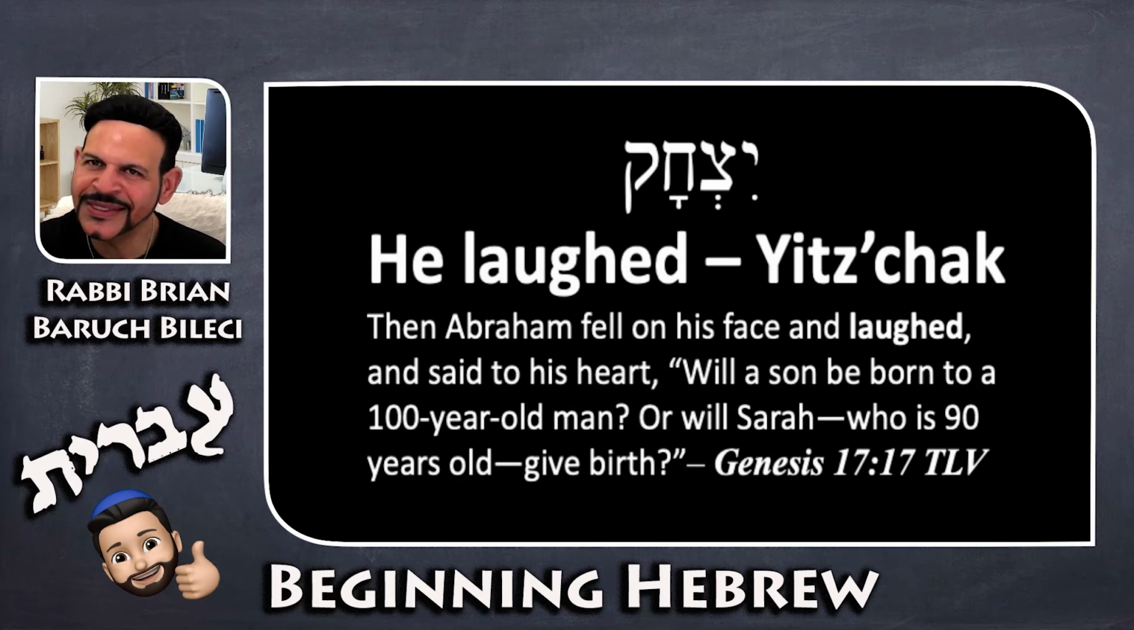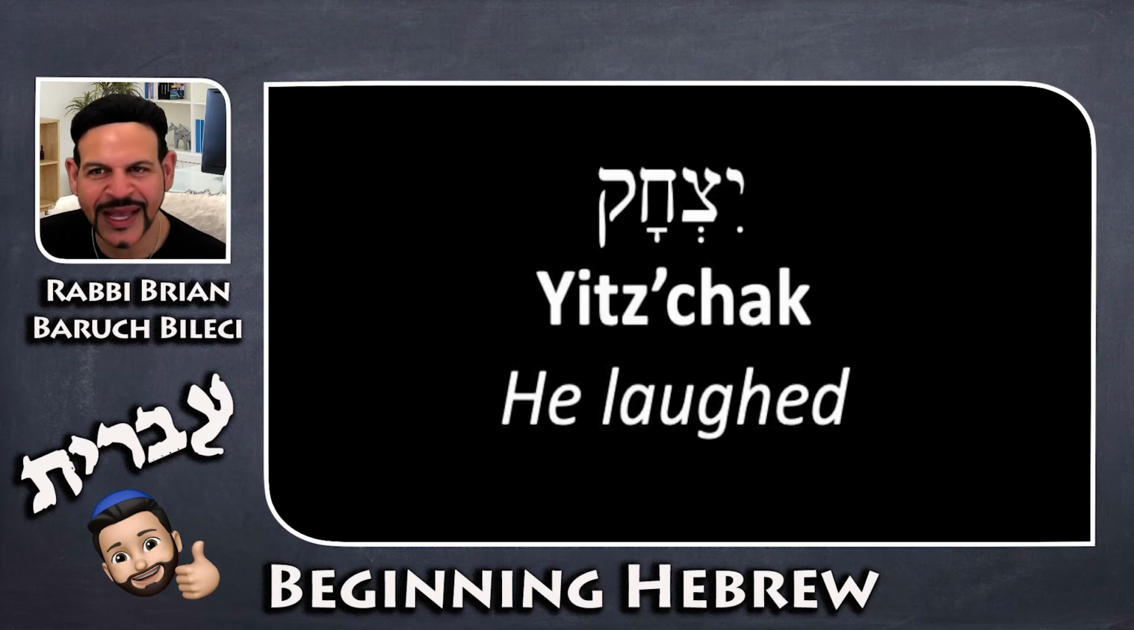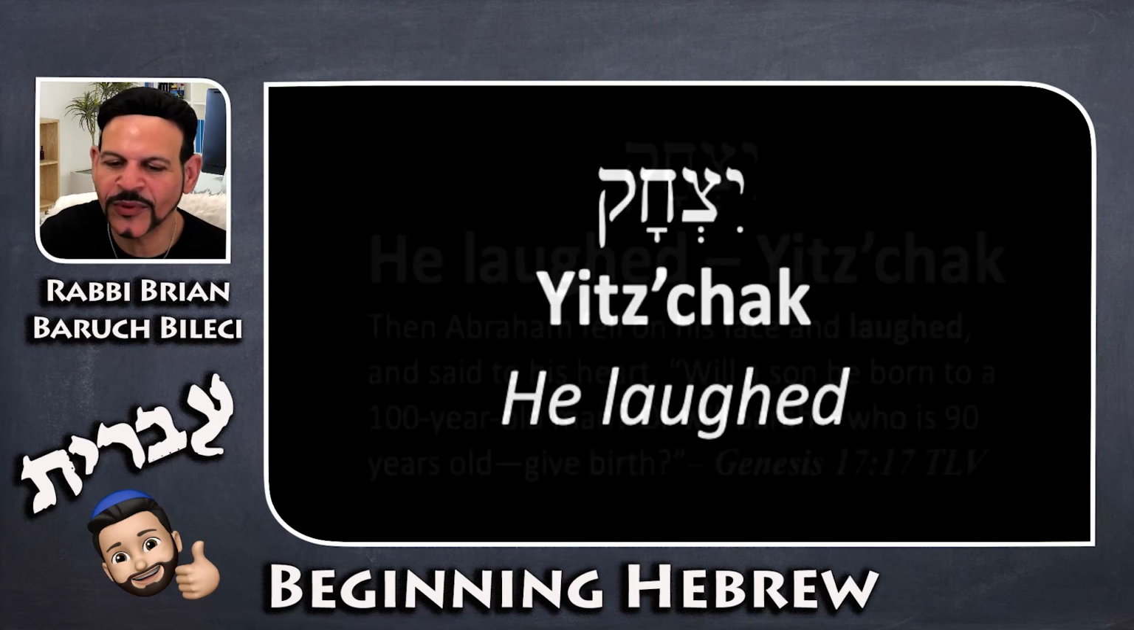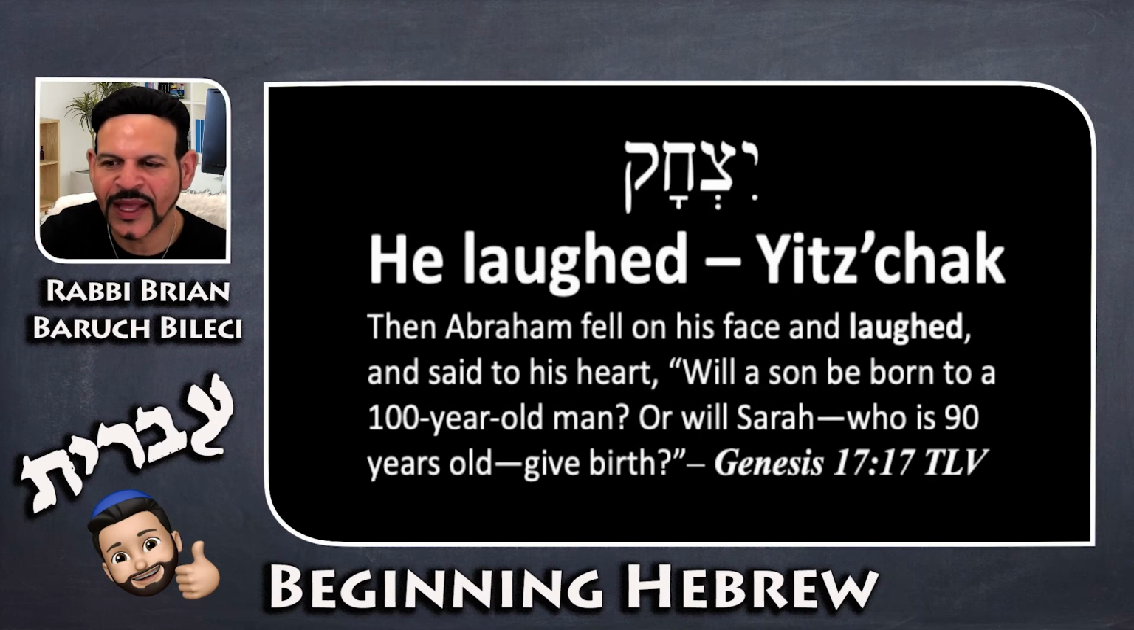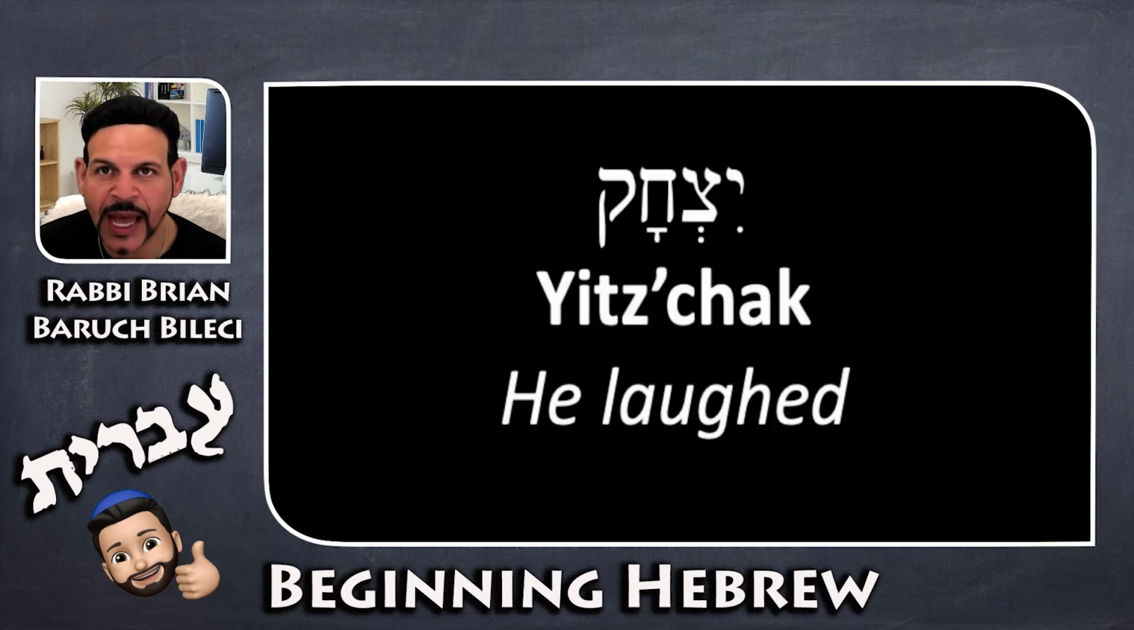But remember, this is chapter 17, the new covenant that God promised. If I change your name, I'm going to change your nature. Therefore, you're going to have that son, Yitzhak, because God's going to get the last laugh. He laughed. But ultimately, because Abraham laughed, God had to prove to him that I'm going to get the last laugh. So I'm going to have you name the child Yitzhak, which means he laughed.